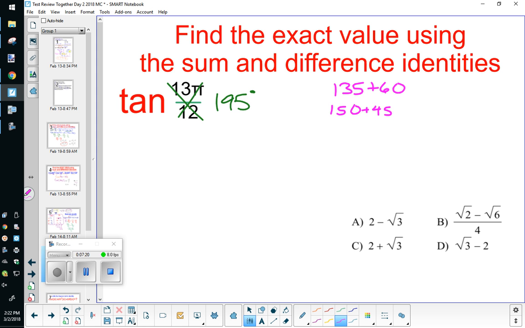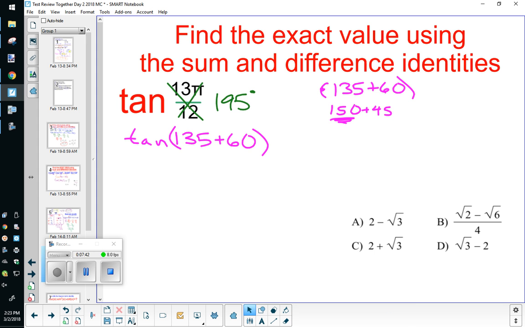Which of those two would we rather use here? Yeah, 135 and 60 is going to be better because 150 is right here, and it's got a radical 3 in it over 3. We don't want to use the fraction one, so we're going to use 135 and 60. It's tangent of 135 plus 60.